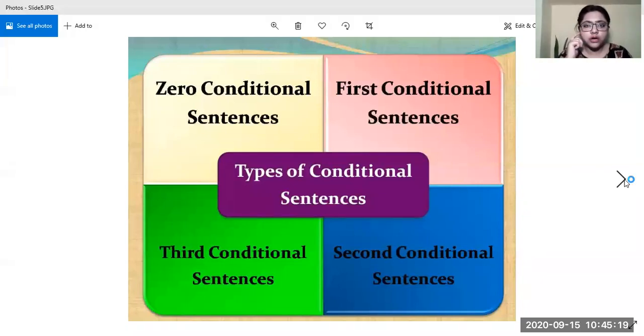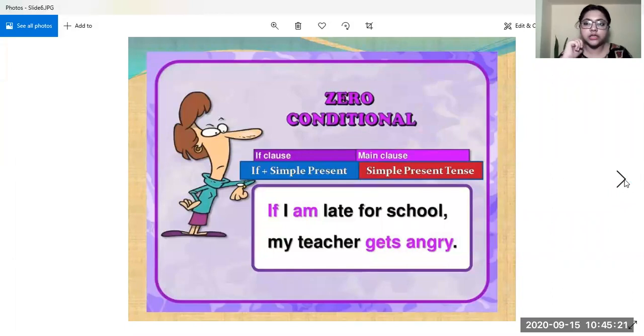Now, first in the order is the zero conditional sentence. First of all, let us look at the example. See here. If I am late for school, my teacher gets angry. So what is the condition? That if I am late for school, my teacher gets angry. What will be the result of the situation? If I'm late, then what will be the result? That the teacher gets angry.